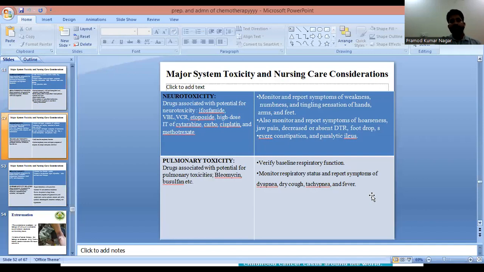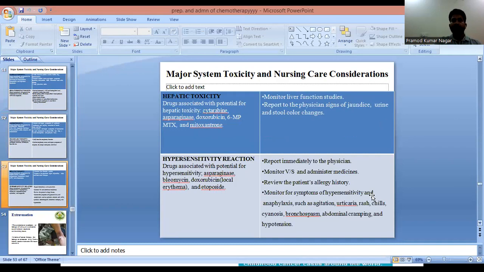Pulmonary toxicity is associated with bleomycin or busulfan. Nursing responsibility: verify the baseline respiratory function, monitor respiratory status, and report symptoms of dyspnea, dry cough, or tachypnea. Hepatic toxicity is associated with cytarabine, L-asparaginase, doxorubicin, 6-MP, and methotrexate, especially methotrexate. Nursing consideration is to monitor the liver function test and report to the physician signs of jaundice or urine or stool color changes. Hypersensitivity is especially associated with L-asparaginase, bleomycin, doxorubicin, and etoposide.